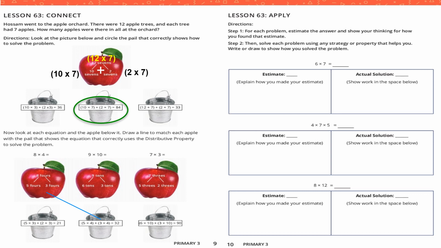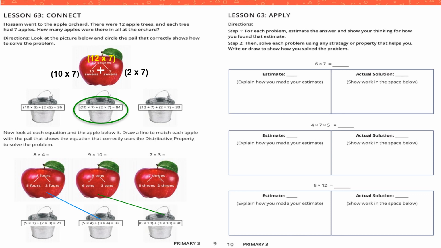The next apple, we have 9 times 10. The equation above the apple is 9 times 10. It means 9 tens. He distributed these 9 tens into 6 tens plus 3 tens. So 6 tens means 6 times 10. 3 tens means 3 times 10. Which one is correct? 6 times 10 and 3 times 10. Yes, this one.